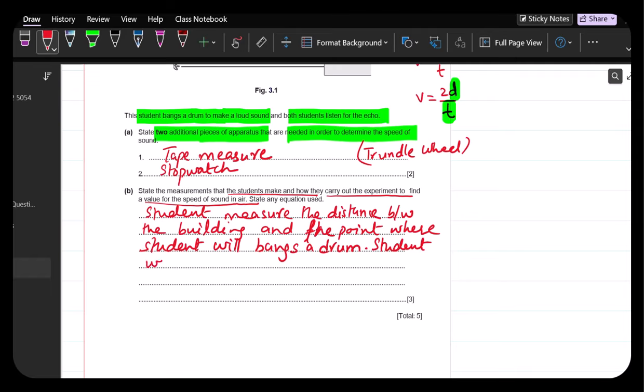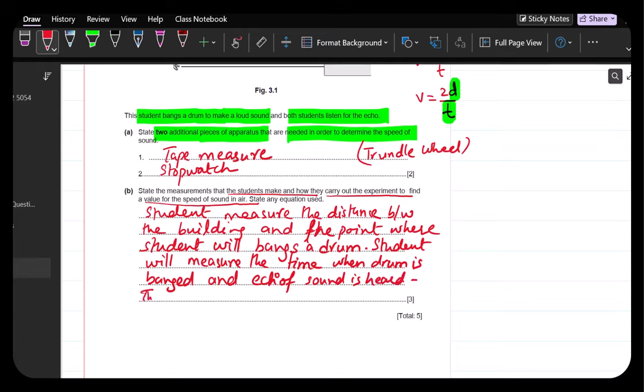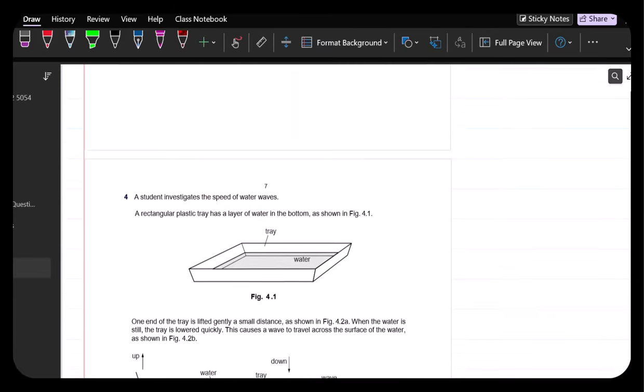Student will measure the time when drum is banged and echo of sound is heard. Then use the equation that is speed is equal to 2d by t, and the student will be able to find the speed of sound. We are done with this question.